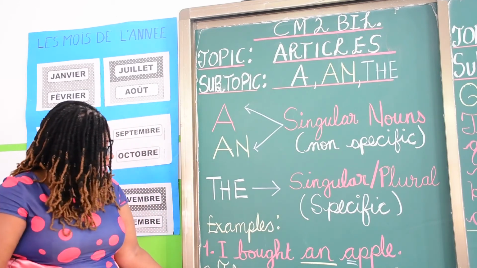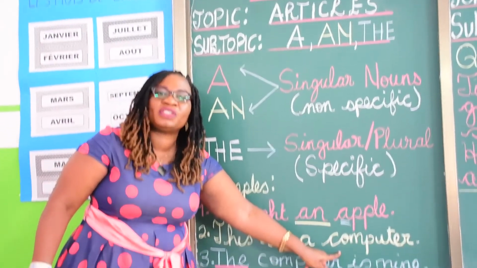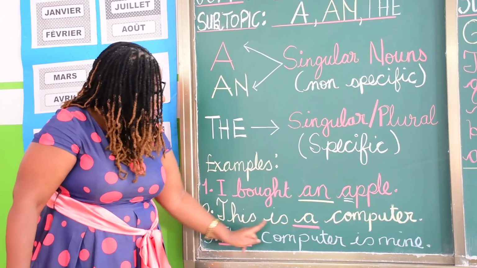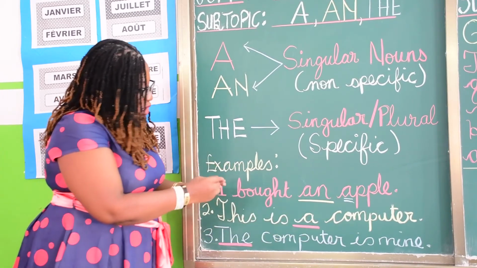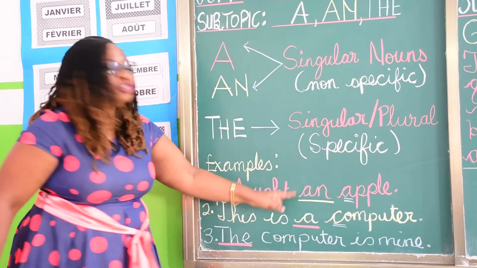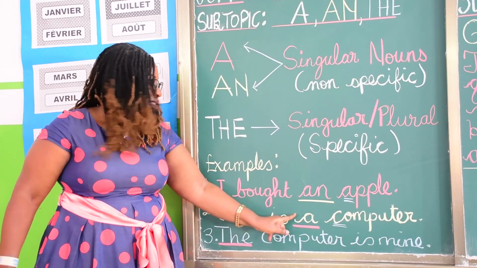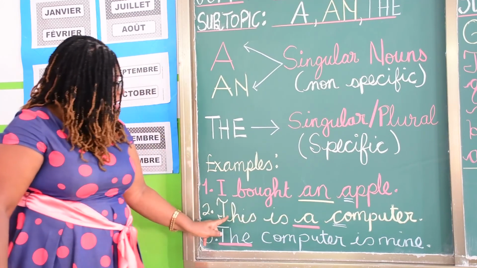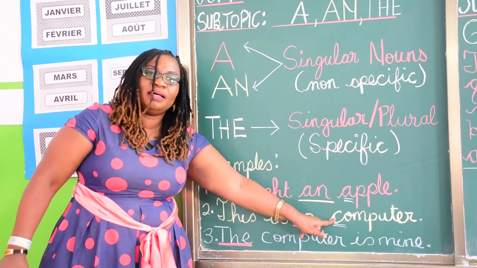Now sentence number two. This is a computer. Now, because computer begins with the letter C, I have to use the article a. And so it becomes, this is a computer.